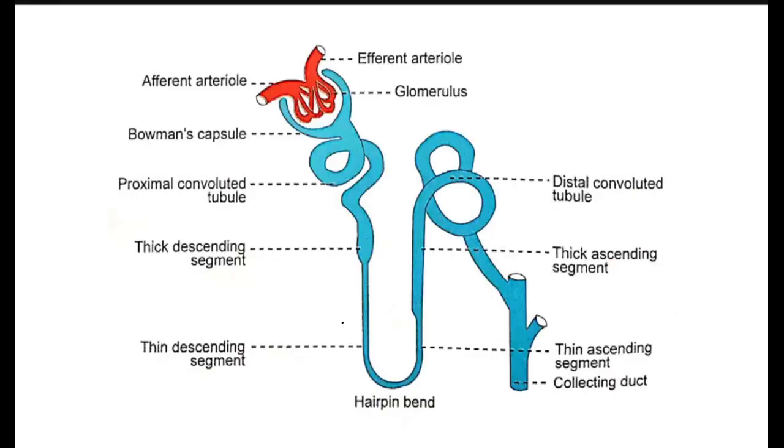Then comes the nephron. What is the nephron? This is the image of the nephron. The nephron is defined as the structural and functional unit of the kidney. This nephron is divided into two parts on the basis of location.